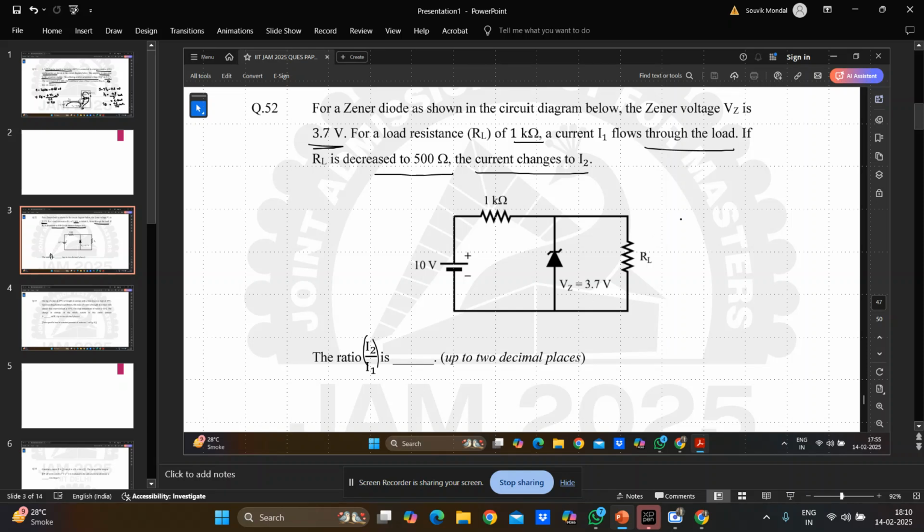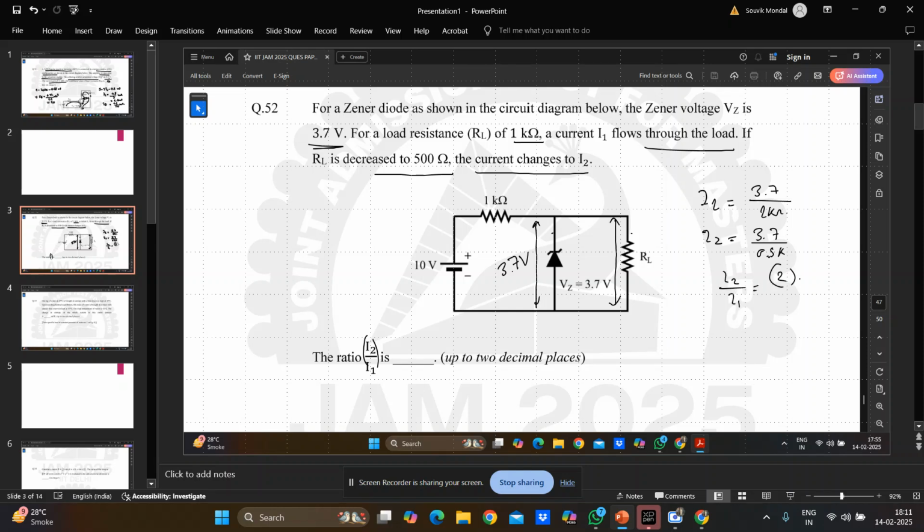Most of you may make a silly mistake here. See, these two are in parallel, so this voltage is 3.7 volt if the Zener is operating. If it is in the operating region, then this voltage is 3.7 volt, so the load will also have 3.7 volt. So you may make this mistake: in the first case I1 is 3.7 by 1 kilo ohm, and I2 in the second case is 3.7 by 0.5 kilo ohm. The 500 ohm is 0.5 kilo ohm. So simply you can take I2 by I1 equal to 2.